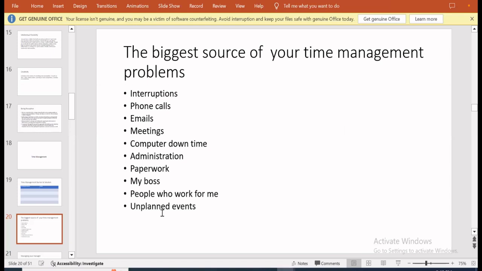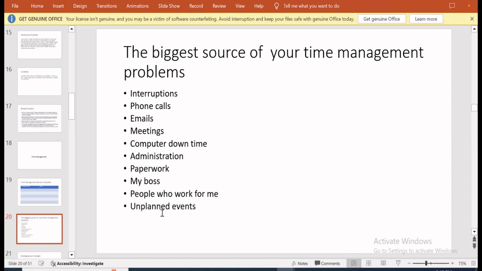Interruption means whenever you are doing any work, there are a lot of interruptions in you doing the work. That is one issue. Phone calls, you are receiving so many calls, you cannot concentrate in your day-to-day work. There is a problem. You cannot manage time. You are receiving so many calls from your customers and you are not getting time to focus on the call, the problems of customer.